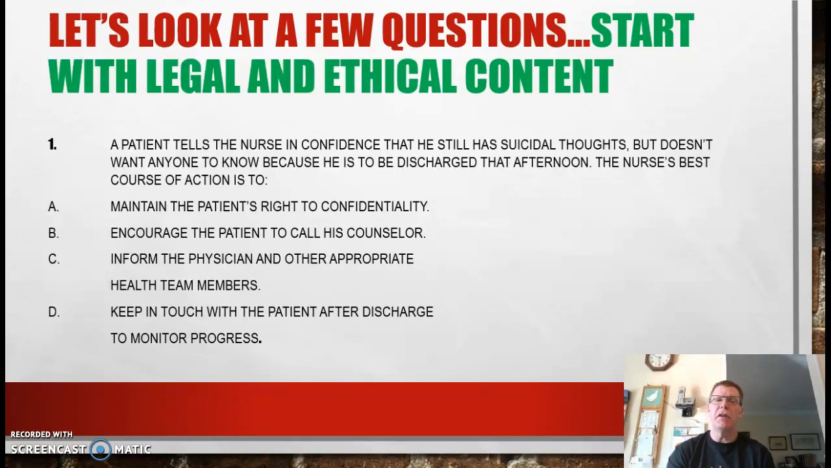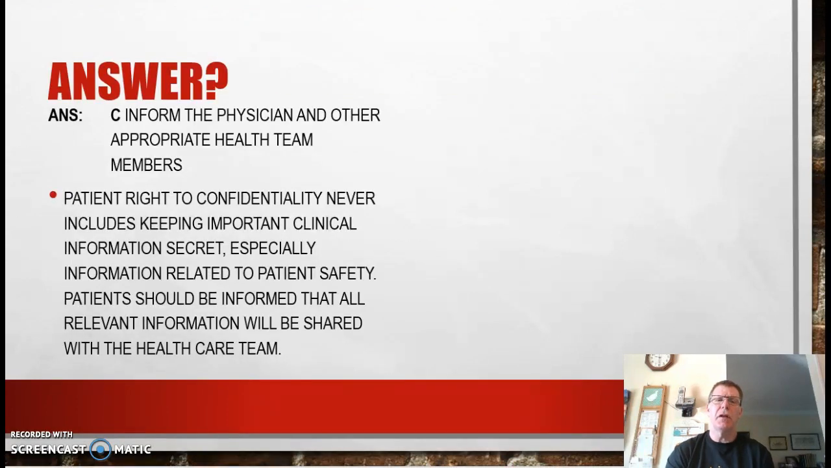Patient tells the nurse in comments that he still has suicidal thoughts but doesn't want anyone to know because he's being discharged that afternoon. The nurse's best course of action is to look at the responses, pause your video here, and you're getting a YouTube video clip on Canvas, so you can certainly do that. And then I'm going to flip the slide to respond to the answer. So you'll unpause then for each question. Okay, so the answer is C. Inform the physician and other appropriate health team members.